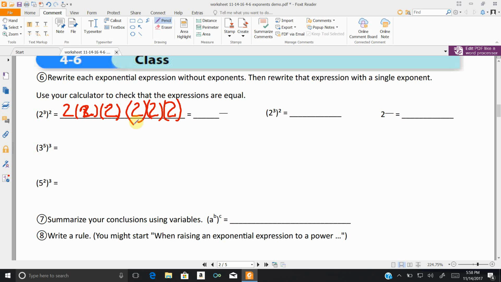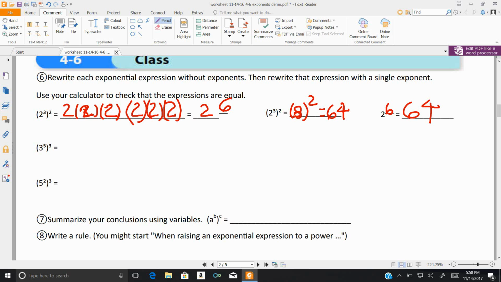So I end up with a total of 6 2's. Because I have 3 2's multiplied together, and then I multiply that by itself. And if I think about that, I'm going to check that. 2 to the third power, you put that on your calculator, that's 8. And so then if I do 8 squared, that is 64. And if you go to your calculator and do 2 to the 6th power, you will find is 64 also.